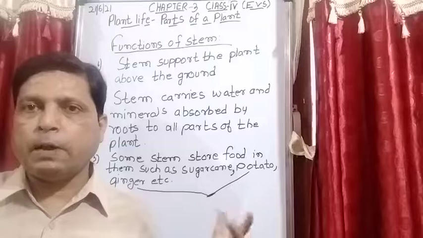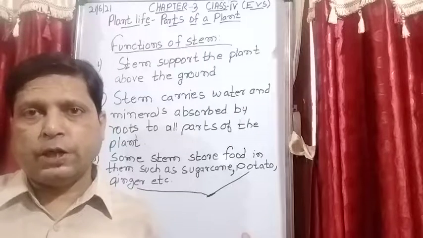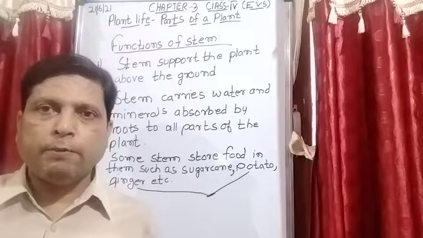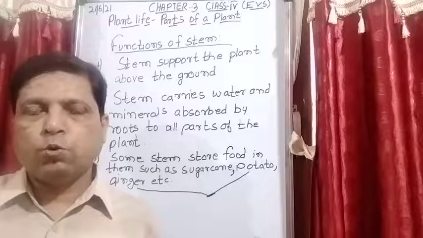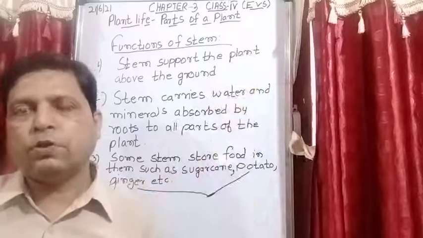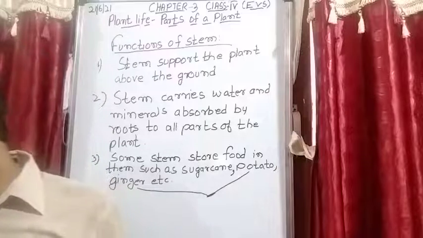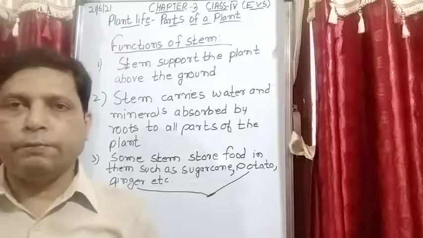And some of the stem also store food like sugarcane, potato, and ginger. Potato and ginger are underground stems, because we get them from the soil. That is the reason, and we eat them. So these are the functions of the stem. Now the next thing which we will study, that is leaf.